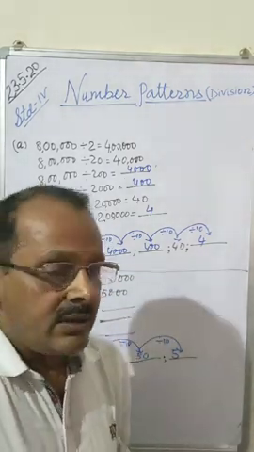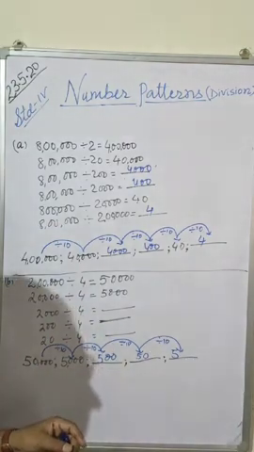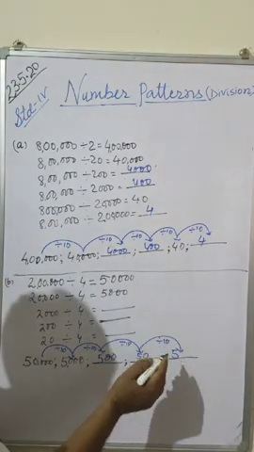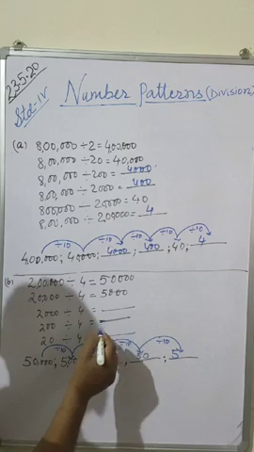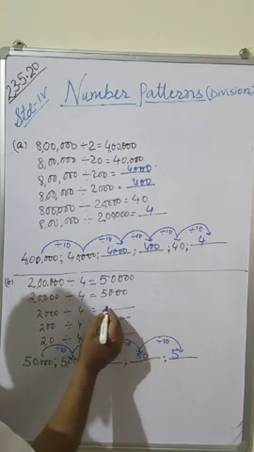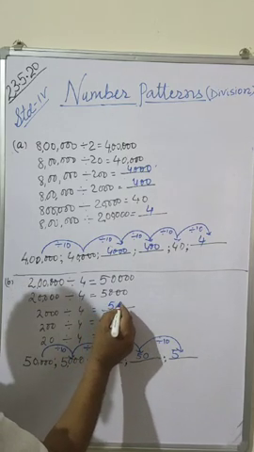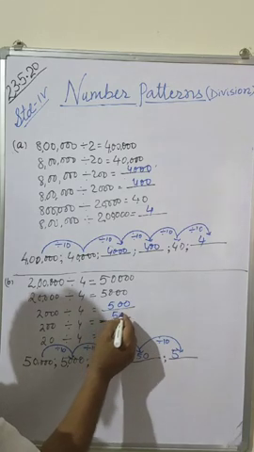Okay. So here you can fill your answer. Here is 500, here is 50, here is 5.